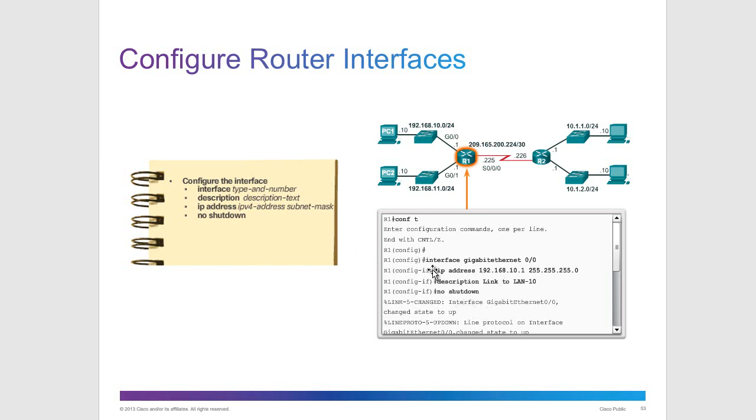So you just get in by interface, whatever interface you want to get into. Same IP address command that we use with the switch. Description we didn't use in the switch, so that's a little new. And then no shutdown, of course, to bring it up. No shutdown is the command to turn on an interface. So there's that as we go forward.